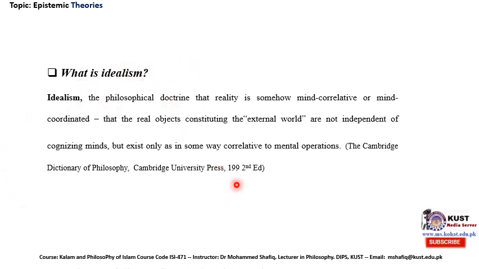What is idealism? According to the Cambridge Dictionary of Philosophy, idealism is a philosophical doctrine that reality is somehow mind correlative or mind coordinated, that the real objects constituting the external world are not independent of cognizing minds, but exist only in some way correlative to mental operations. So, the central theme of this definition is that the external world we know is totally mind dependent. It is not independent of the perceiver, it is not independent of the mind. All we know about the external world, according to idealism, is mind dependent. So, for idealism, ideas are the primary source of knowledge, and for them, what is ideal is real as well.